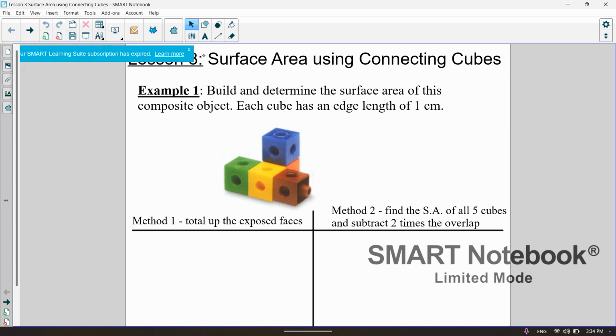Today's lesson is lesson 3 on surface area using connecting cubes. I recommend that you have the connecting cubes in front of you and that you have built the shapes that we'll be using in the examples. Even as I'm making this lesson, I have the cubes in front of me. So example number 1 says build and determine the surface area of this composite object. Each cube has an edge length of 1 centimeter.